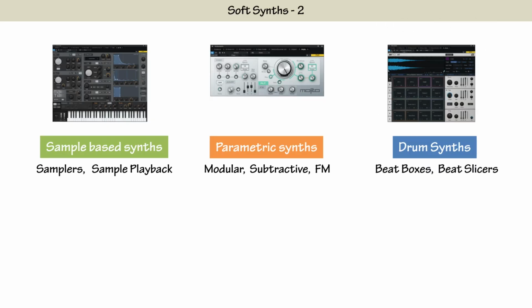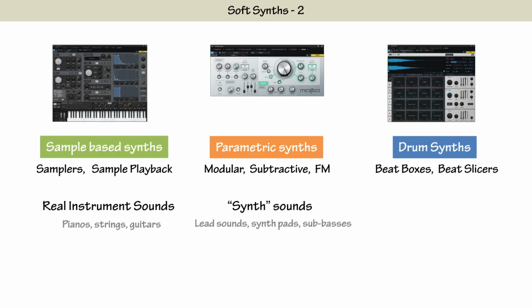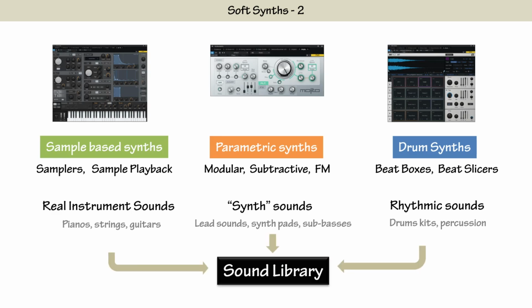The sample-based synths are typically responsible for providing real instrument sounds, acoustic instruments like pianos, strings, guitars, basses, choirs, and so on. Parametric synths are typically used for creating synthesized lead sounds, pads, and other creative electronic sounds. Drum synths provide drum kit sounds, percussion, and they often have a specialist user interface that supports pattern and beat creation. Now, whatever synths are available in your DAW, they will come with a large library of preset sounds. Clearly, knowing the synths and the sounds, how to access them and use them for instrument tracks is very important.